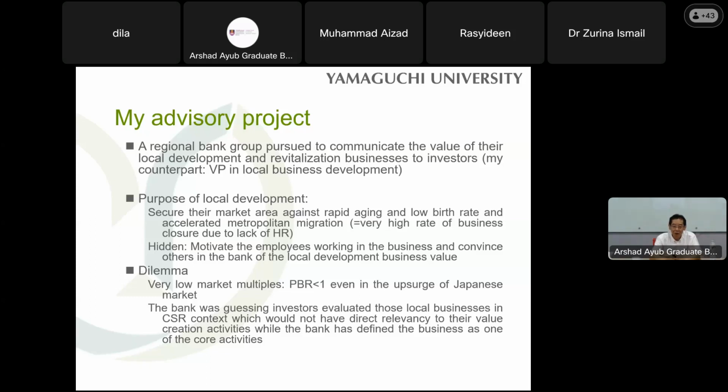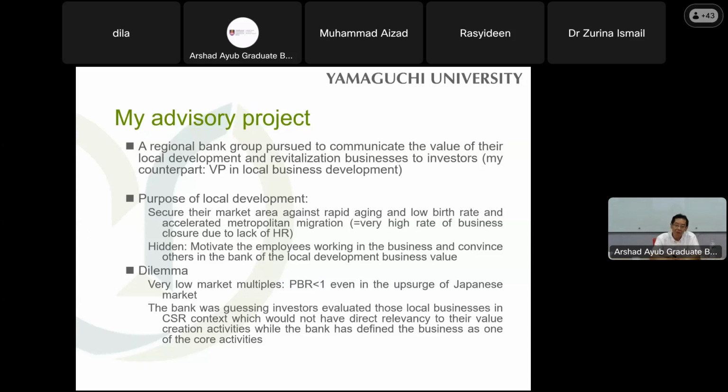But the problem is, they cannot communicate the value of those local revitalization projects to company executives as well as investors. The company's dilemma, which they are facing even now, is a very low market multiple, a very low market metric.